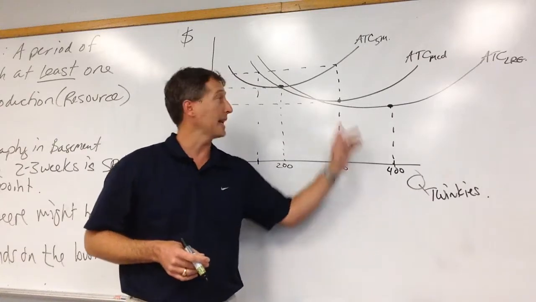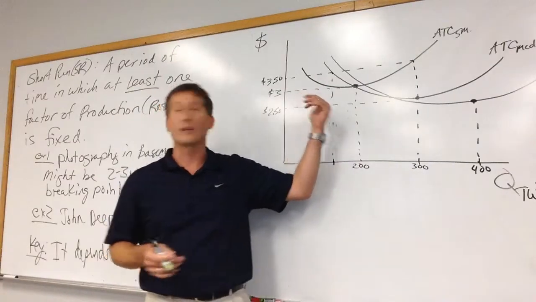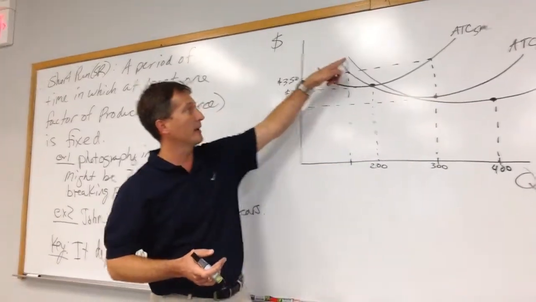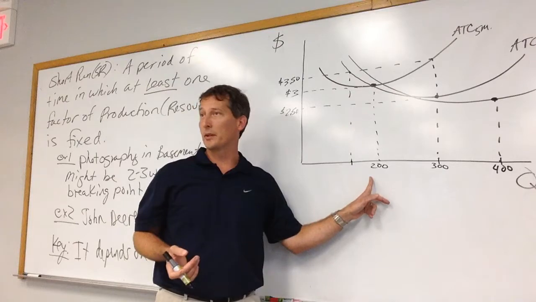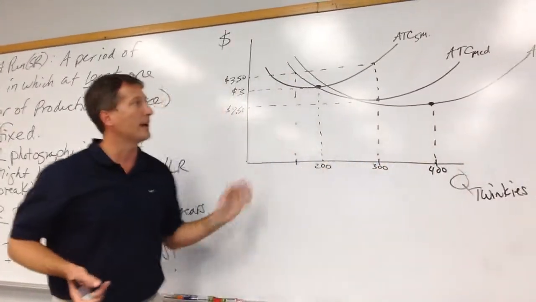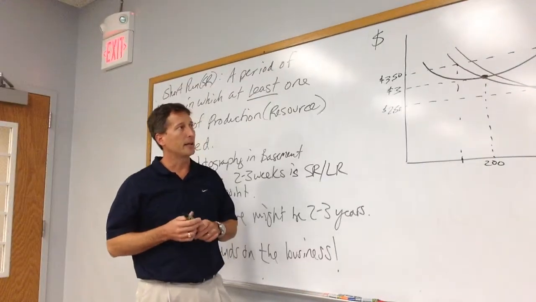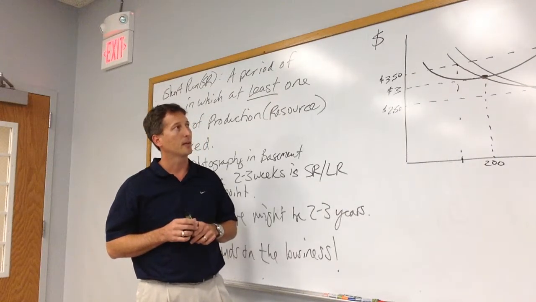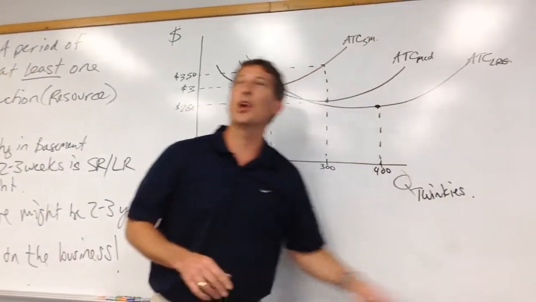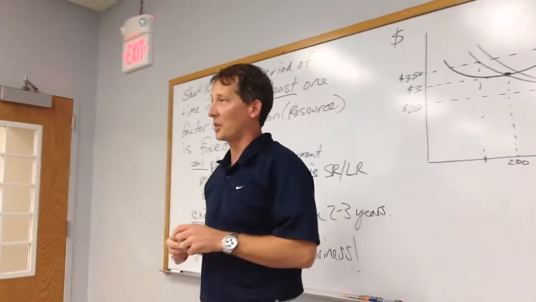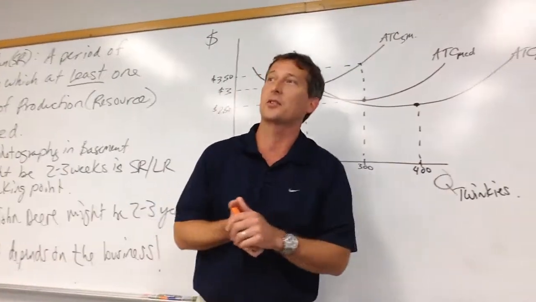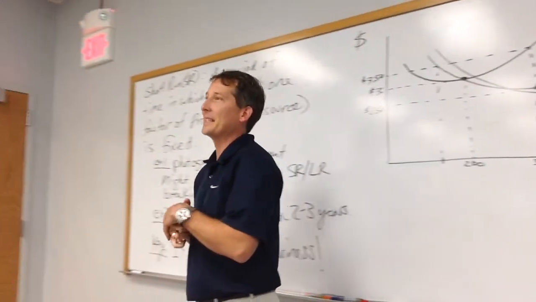In the long run, I can be in a big building, I can be in a small building. If I need to reduce down and my plant size is too big, I'm going to go find myself a smaller building, right? So in the long run, I can vary any of my inputs. All right. So what does the long run cost curve look like? The long run average cost curve. What does it look like?